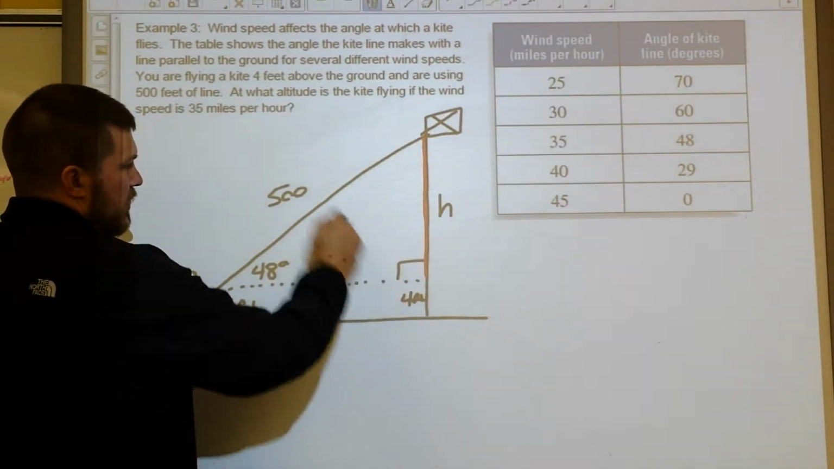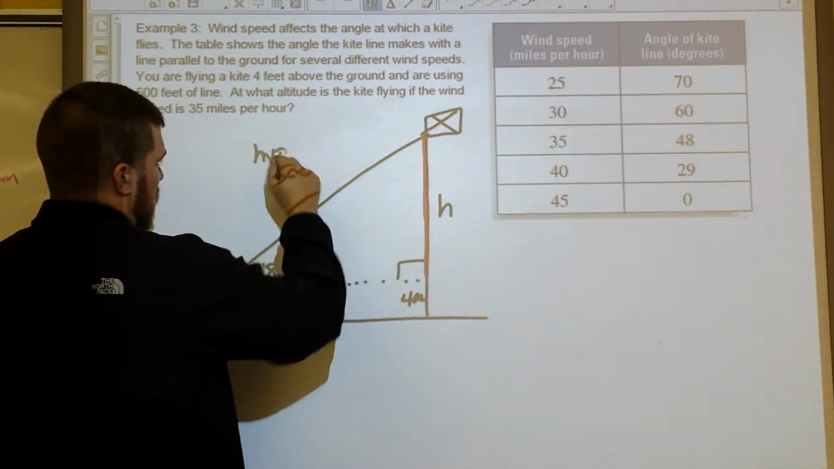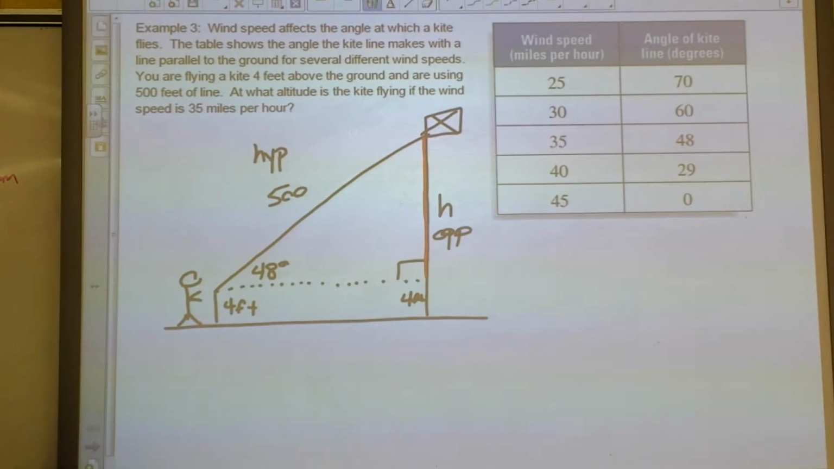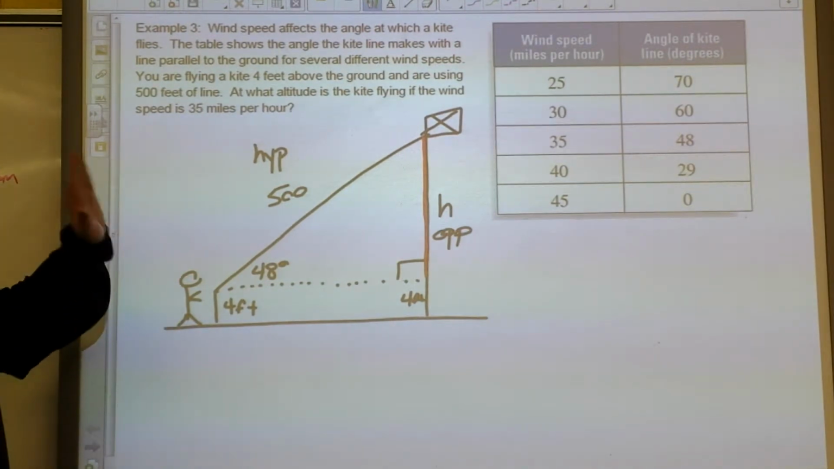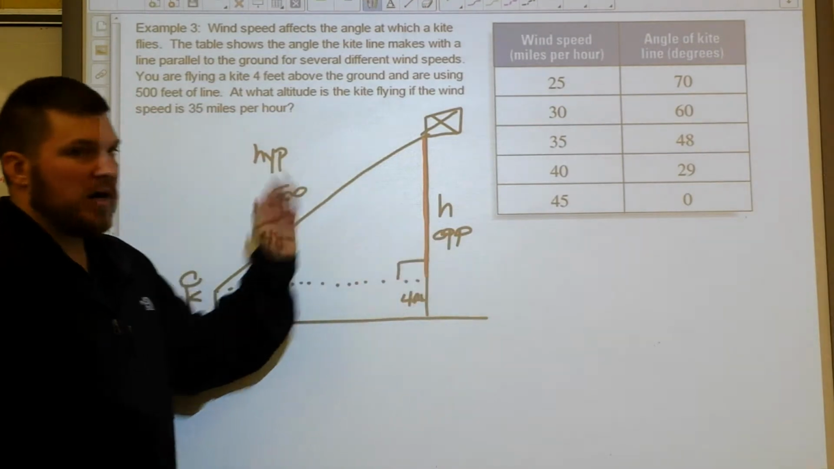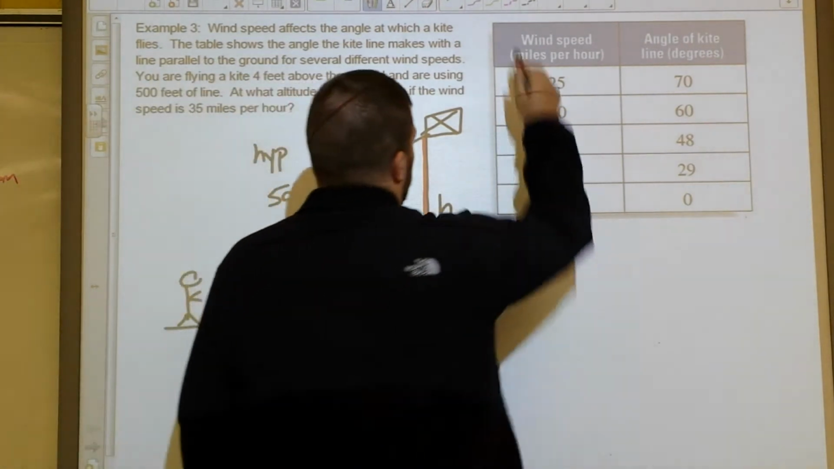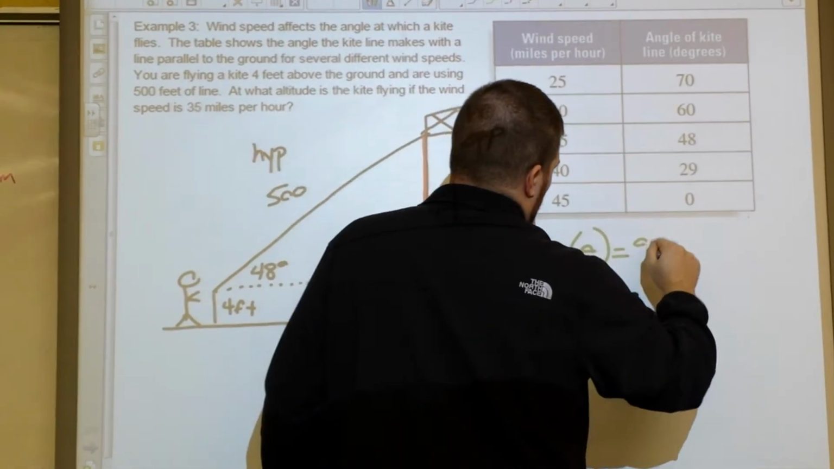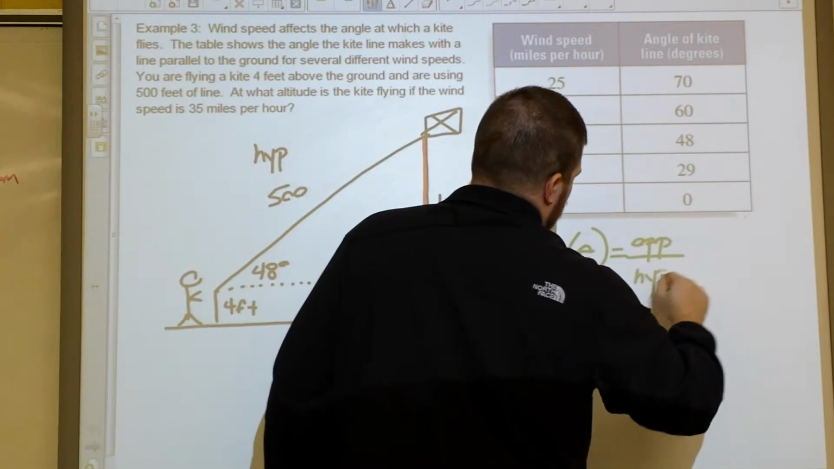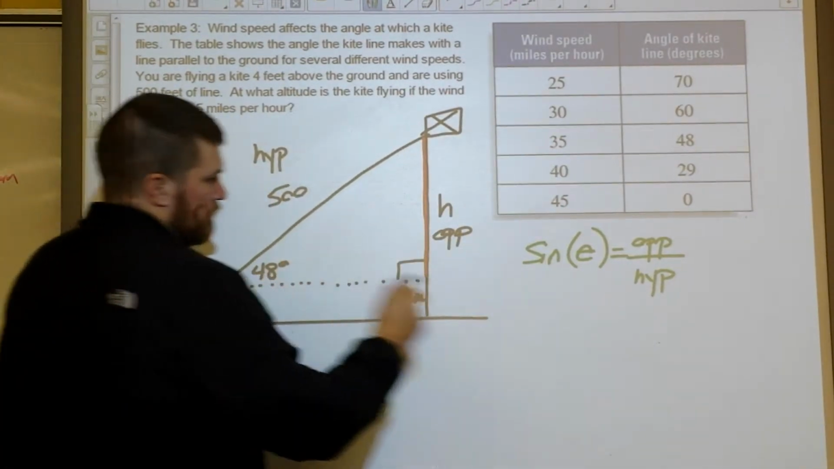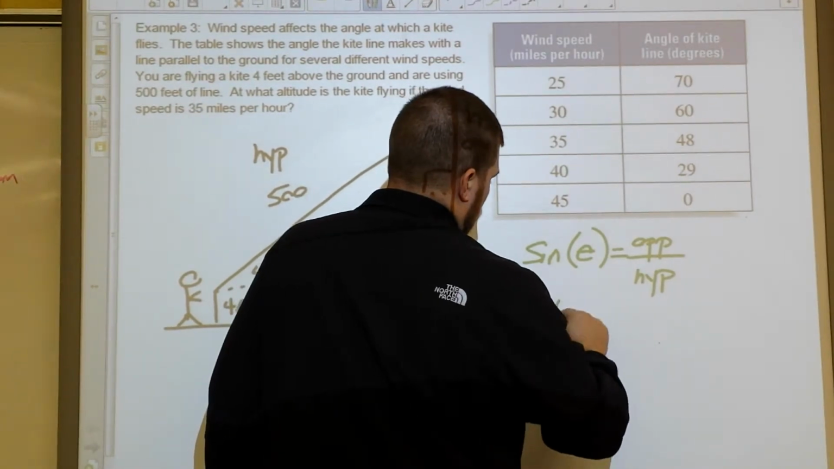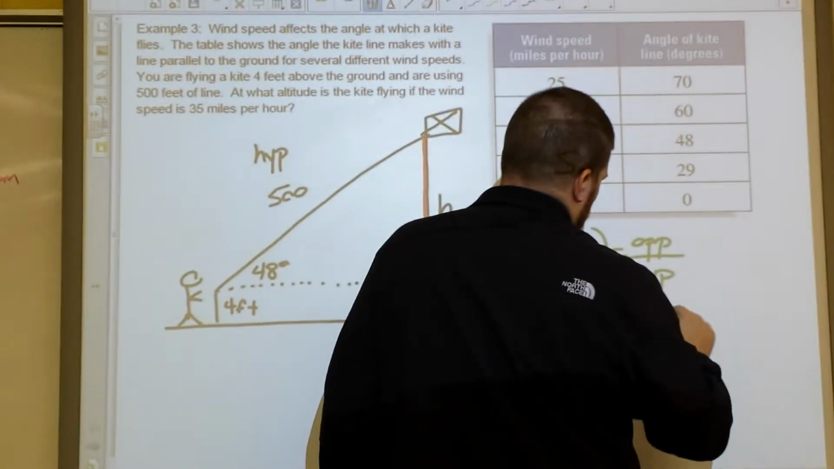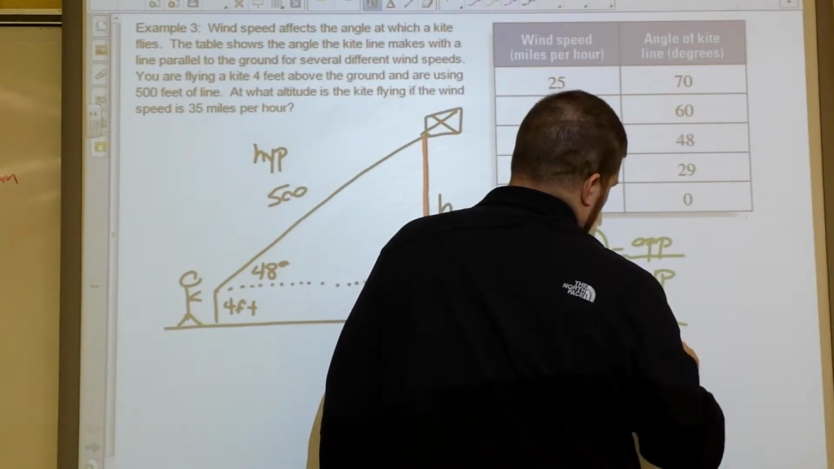Obviously, based on where the right angle is, this is our hypotenuse. Based on where the angle is, this is our opposite. So very similar now to the videos that we've already seen. What trig ratio uses opposite and hypotenuse? That's sine. So I'm going to use sine to solve this. Sine of theta is the opposite over the hypotenuse, and I'm going to plug in what I know. I know the angle was 48, so sine 48 degrees is equal to the opposite, which I don't know, all over the hypotenuse, which was 500.